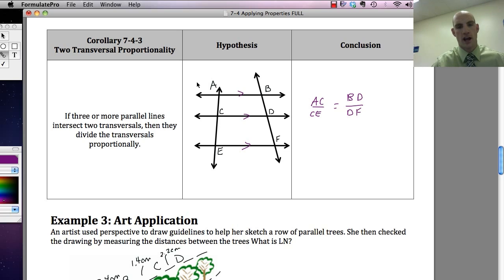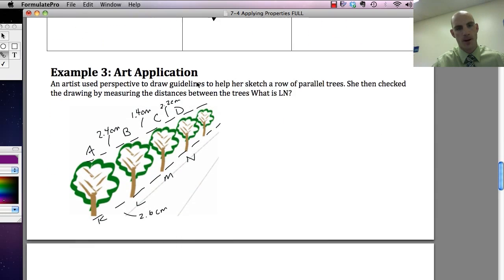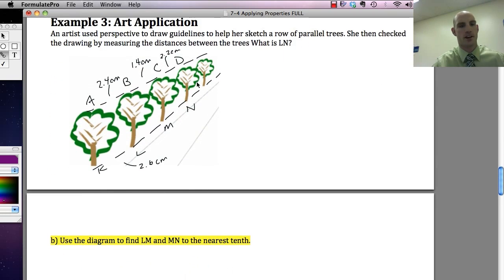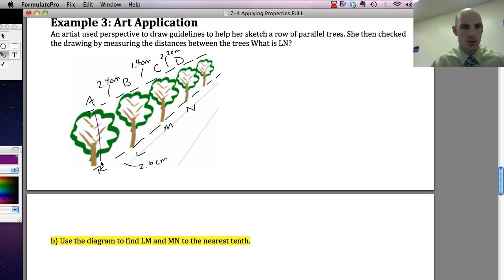Okay, we have an art application that goes with this. All right, and so let's look at this art example here. An artist used perspective to draw guidelines to help her sketch a row of parallel trees. She then checked the drawing by measuring the distances between the trees. Okay, and so these trees, pardon my lines, these trees are all representing these parallel lines. Well, we have three or more parallel lines that are cut by two transversals. Well, AD and KN are those transversals.